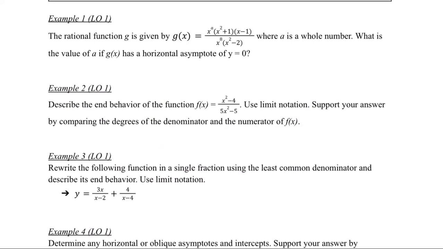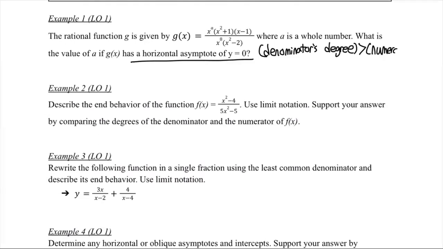So let's give ourselves a reminder of how horizontal asymptotes might differ. What are the instances where the horizontal asymptote is y equals 0? The horizontal asymptote of y equals 0 happens when the denominator's degree is greater than the numerator's degree, right?